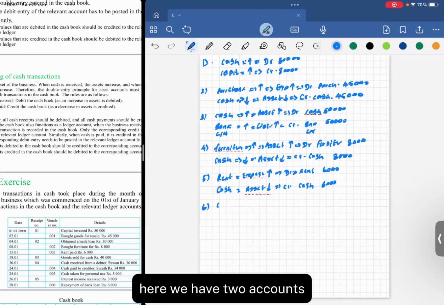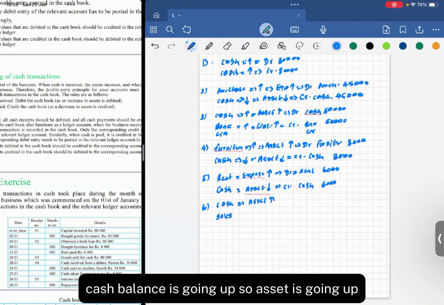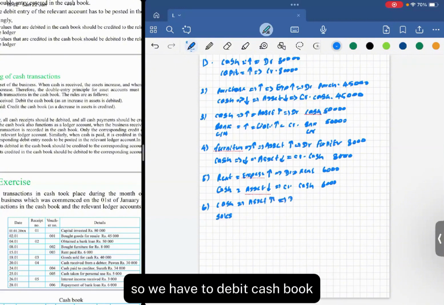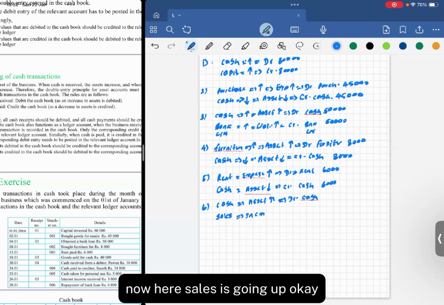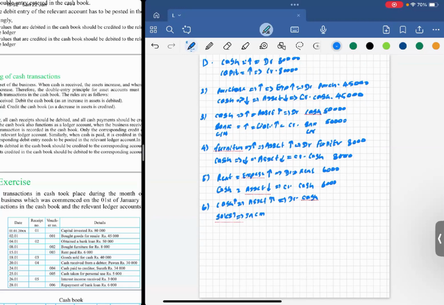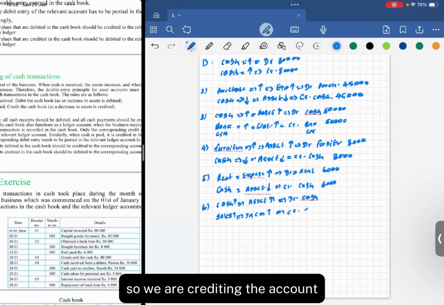Here we have two accounts, cash account and sales account. Now here cash is an asset. Cash balance is going up, so asset is going up. So we have to debit the cash book. On the other hand, sales is the income. Here sales is going up. When sales is going up, income is going up. So we are crediting the account, and the account is sales account.